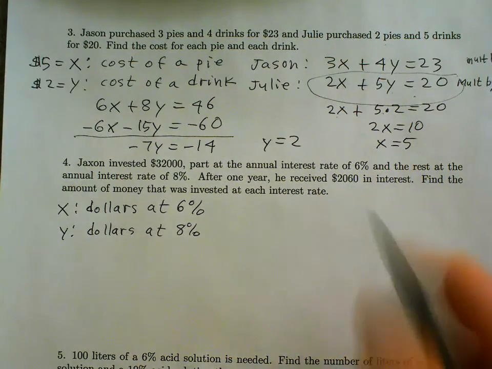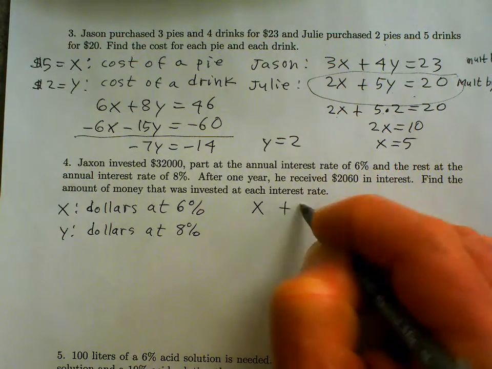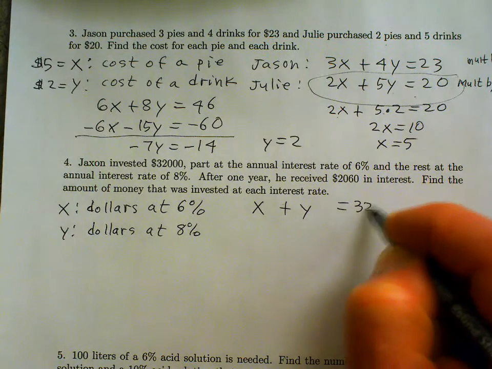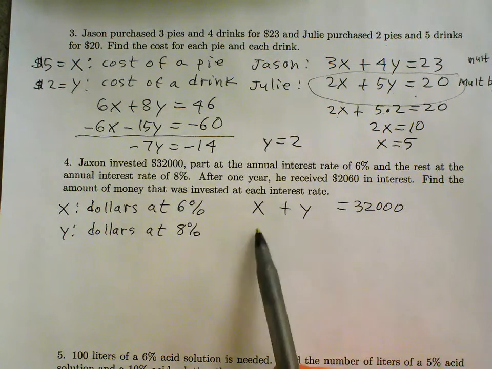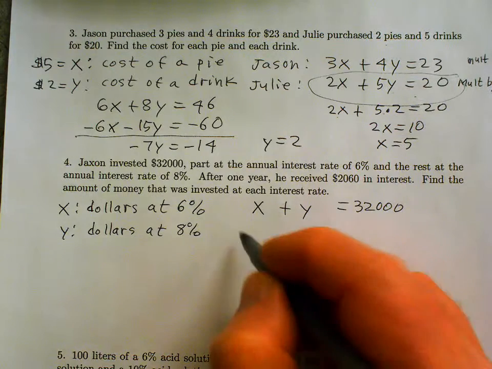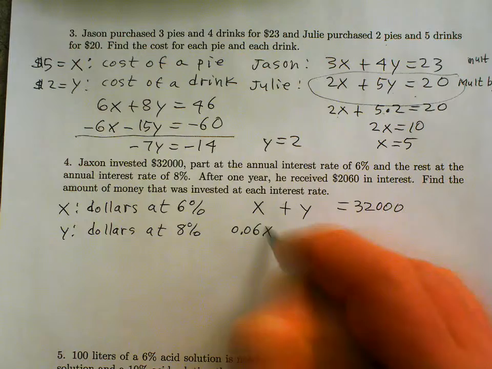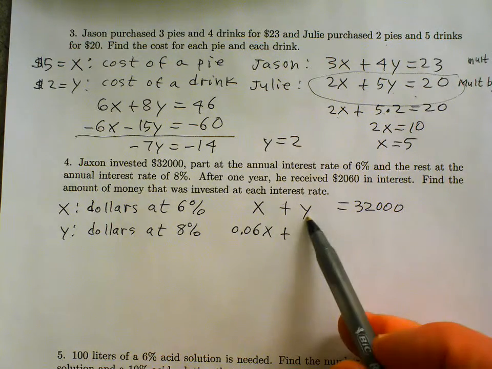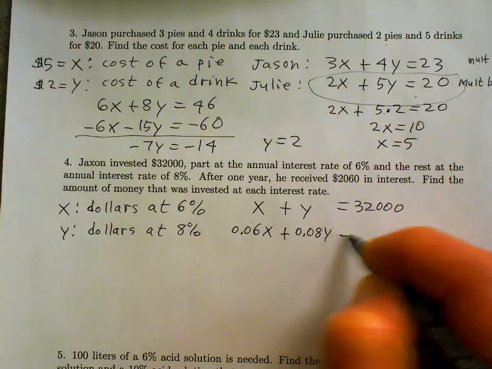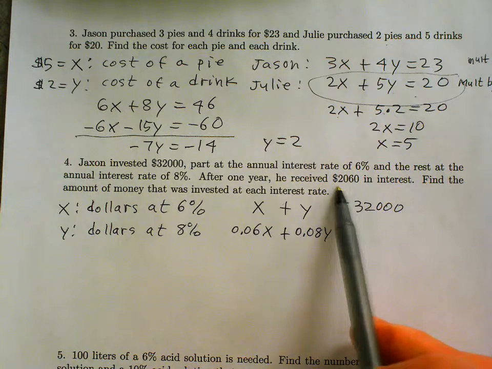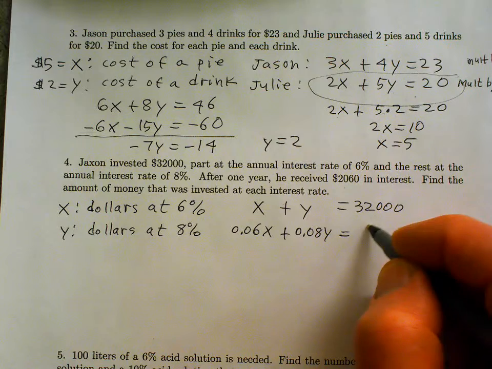Okay, so the total amount invested is $32,000, so that means x plus y is $32,000. And then for interest, the amount of interest that X dollars earns is 0.06 times X. The amount of interest Y dollars earns is 0.08 times Y. And we're given that the total amount of interest is $2,060.